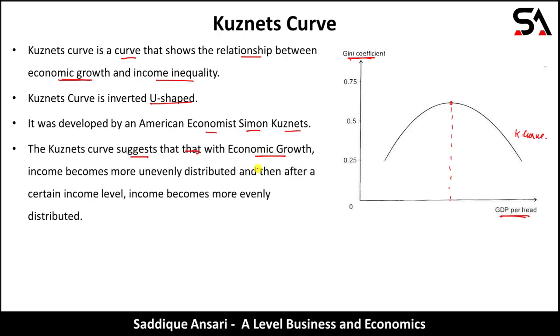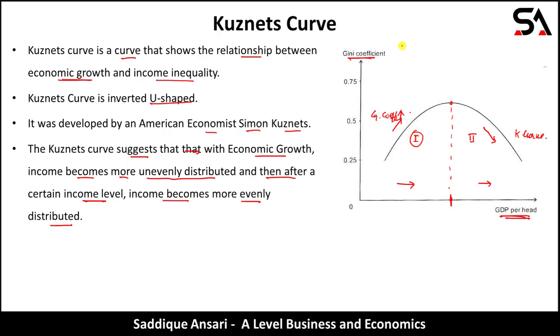Kuznets curve suggests that with economic growth, income becomes more unevenly distributed, and then after a certain income level, income becomes more evenly distributed. Let's suppose this is the first part, this is the second part. The first part shows that GDP per head is increasing, and along with that Gini coefficient is also increasing. This means that due to increase in Gini coefficient, there will be increase in income inequality in the country. But after a certain GDP per head, Gini coefficient will decrease with increase in GDP per head. So there will be less unequal distribution of income in the country after a certain GDP per head.